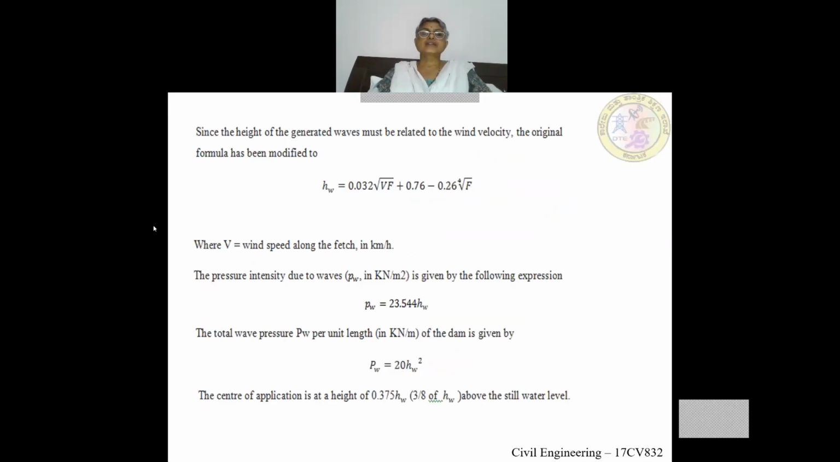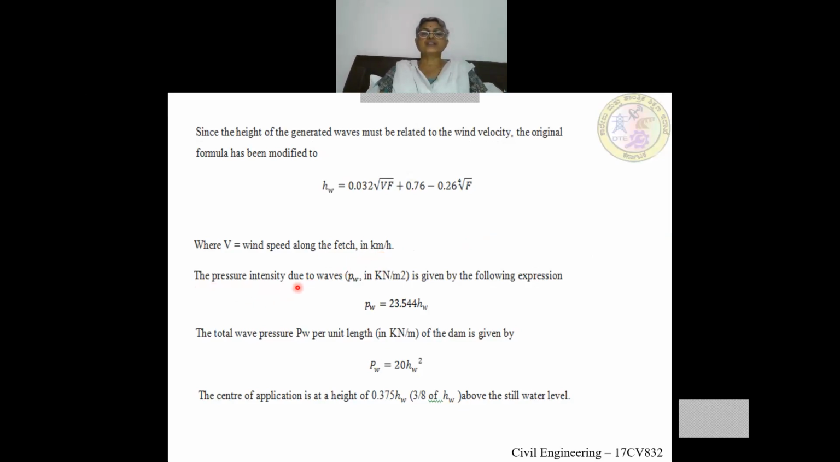Next, the height of the generated waves must be related to the wind velocity. So the height of the wave depends on wind velocity. Therefore, the original formula is modified by including V, where V is the wind speed along the fetch.